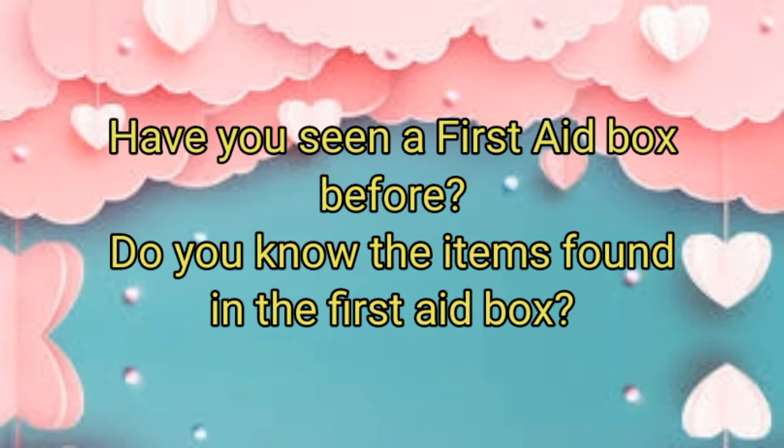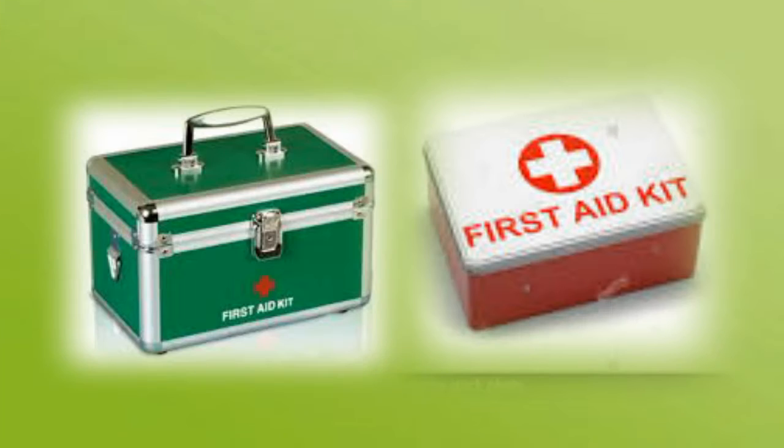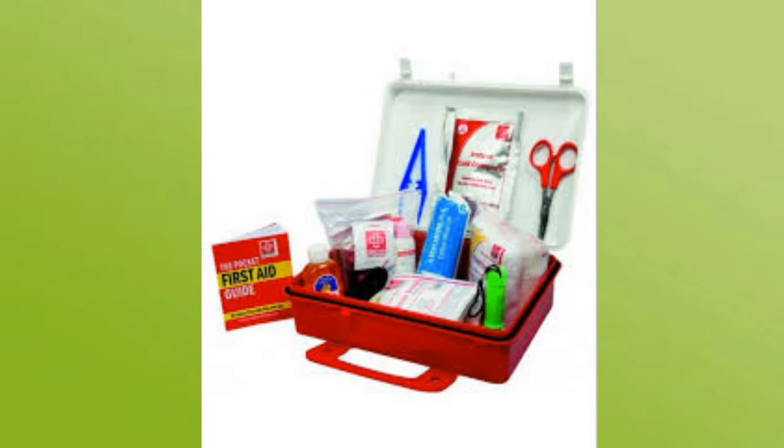Okay, have you seen the first aid box before? Did you know the items found in a first aid box? Okay, this is how a first aid box looks like. First aiders make use of the first aid box when they want to treat injured persons. Now you can see the contents found in the first aid box. We have scissors and others.